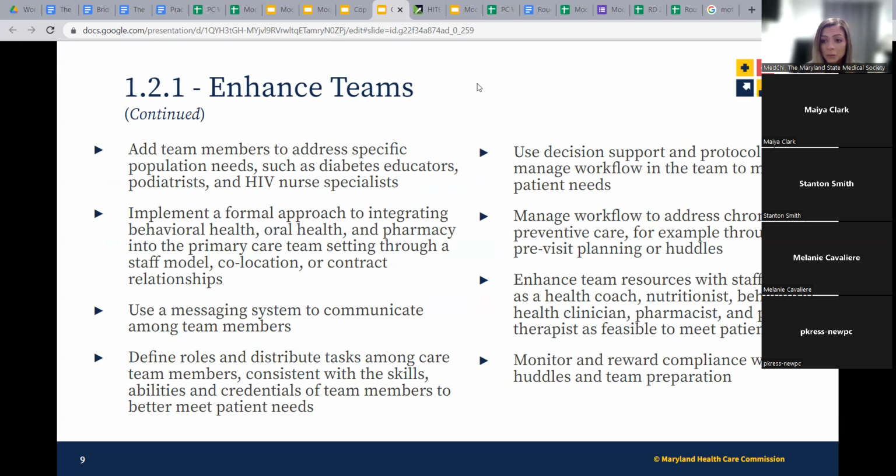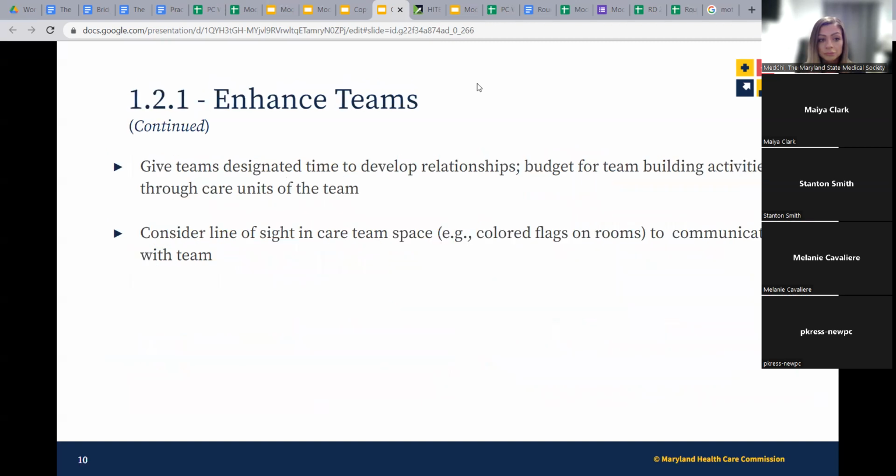Use messaging to communicate with the team. Define roles and distribute tasks among team members. And use decision support and protocols to manage workflow and address chronic and preventive care. Enhance team resources with staff such as a health coach, a nutritionist, behavioral health clinician, a pharmacist, and physical therapist. And you can also monitor and reward compliance for participating in the huddles. So give teams designated time to develop those relationships and budget for team building activities. Consider a line of sight and care team space, such as colored flags on rooms to communicate with the team.